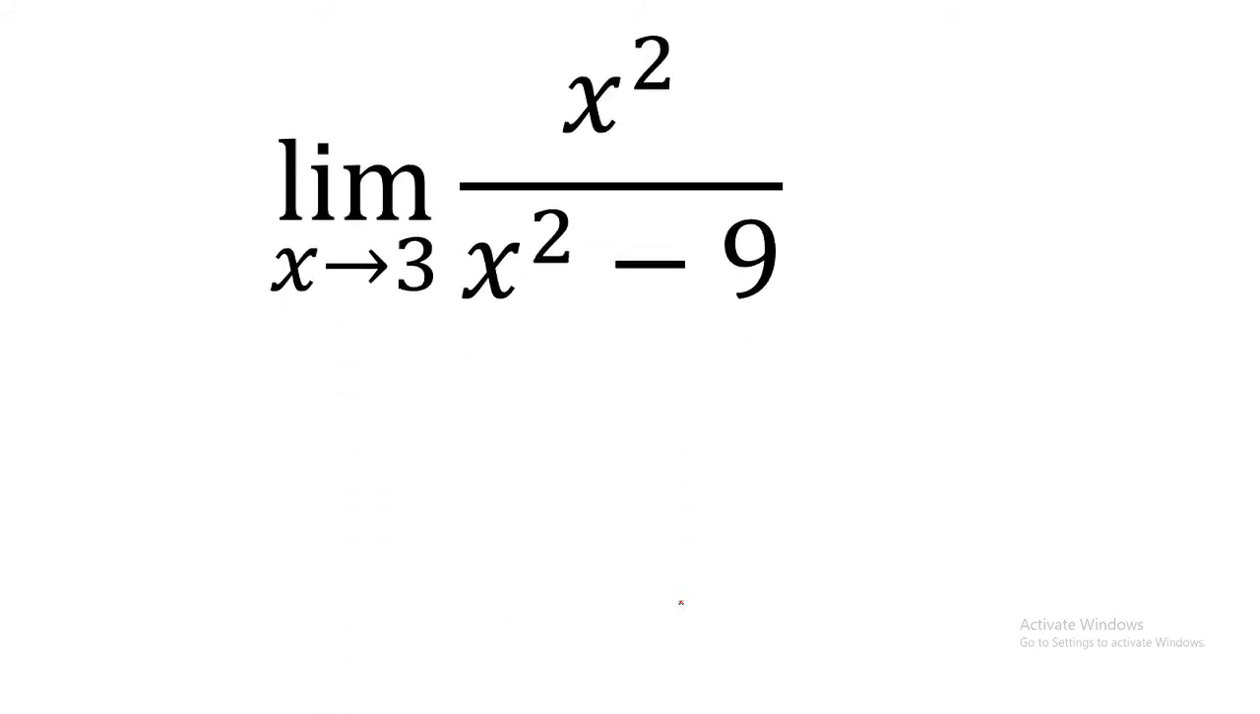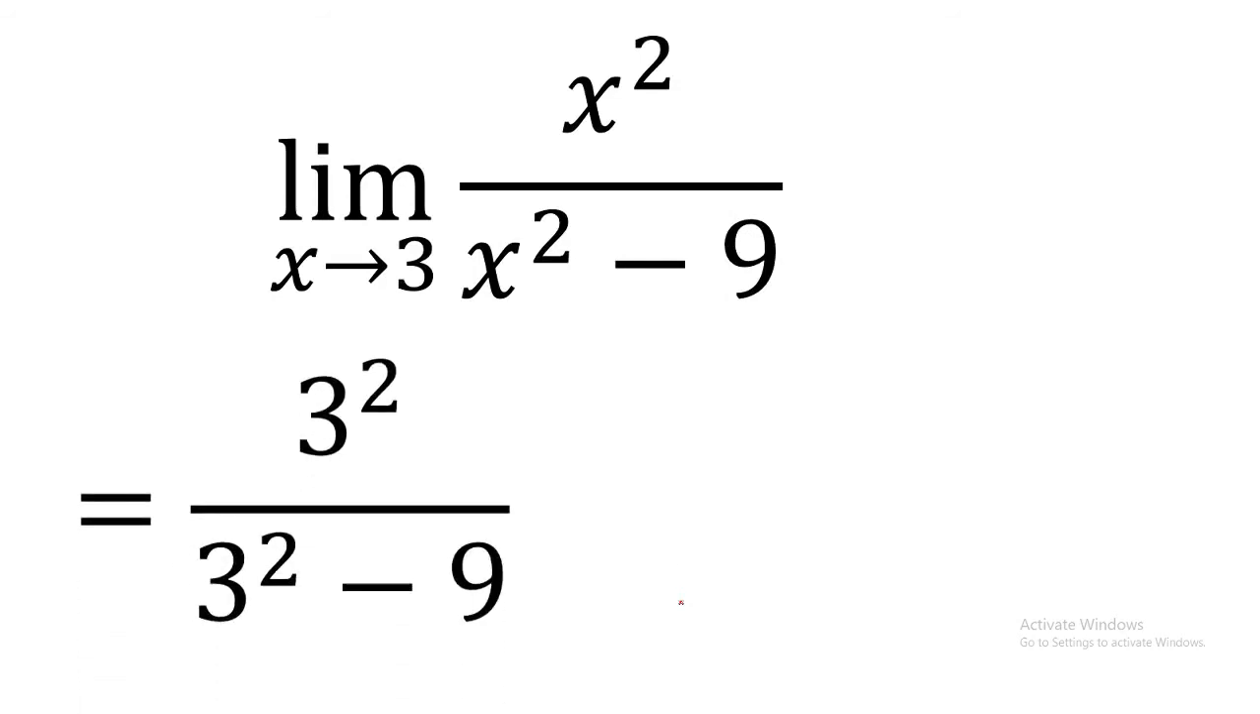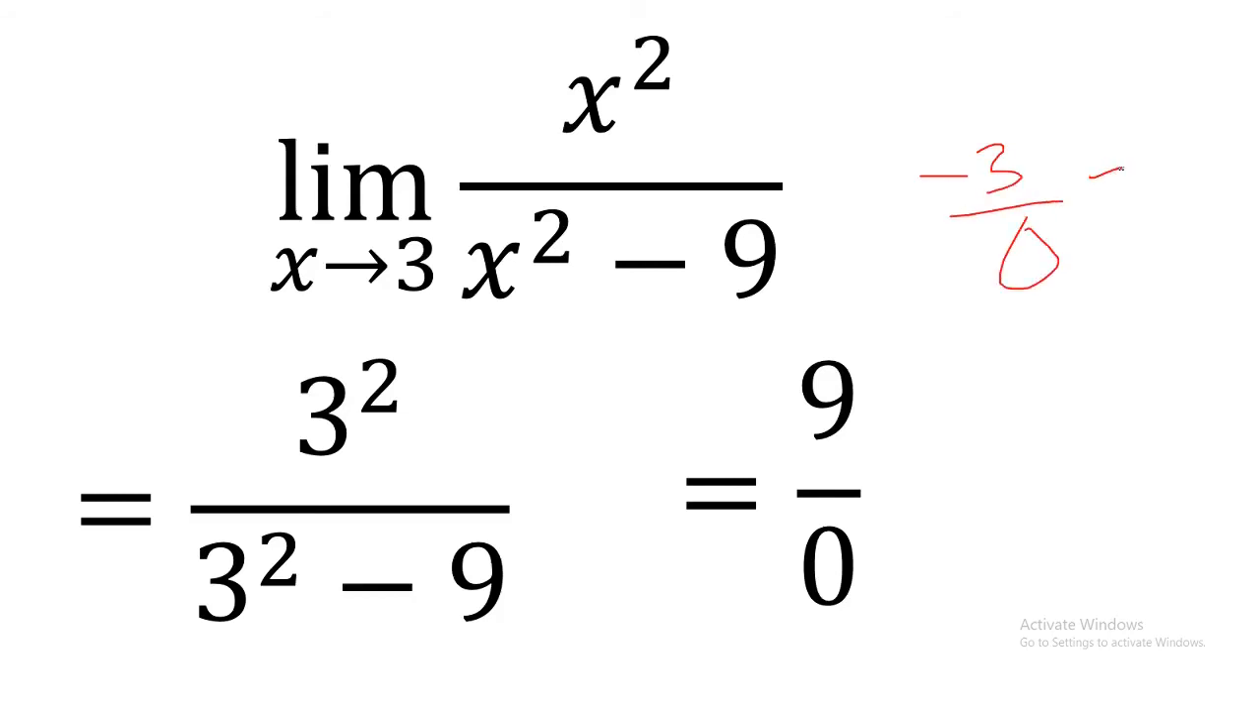And finally we have x squared all over x squared minus 9 as x tends to 3. If you put 3 there, you have 3 squared all over that, and that will give you 9 over 0. Now any number except 0 divided by 0 is said to be undefined. It could be minus infinity or it can be infinity. A positive number divided by 0 is going to be infinity, but if it were a negative number, let's say negative 3 divided by 0, then this would have given us minus infinity. It doesn't matter if it's infinity or minus infinity, in both cases we know that the limit does not exist.